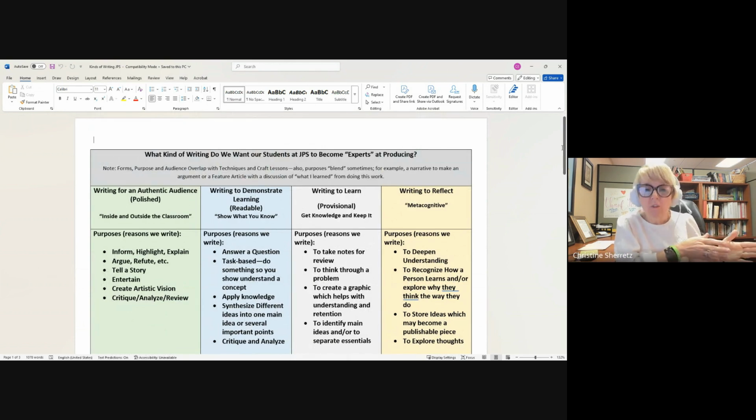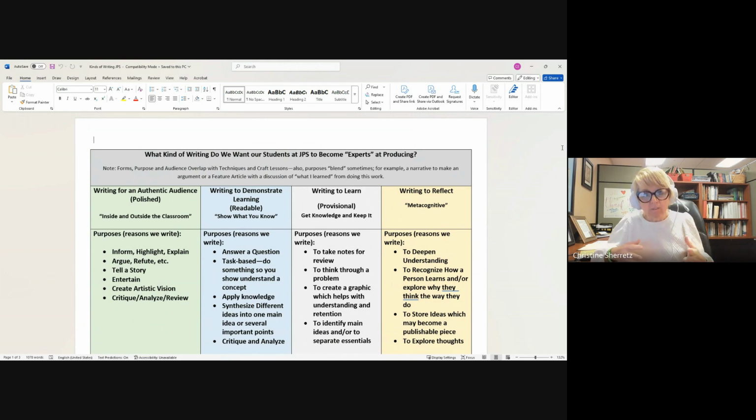But in the article that you read, we talked about that integration. Another big part of writing is what we call writing to demonstrate learning, or other people call it readable writing. Let's show what you know, showing what you know.